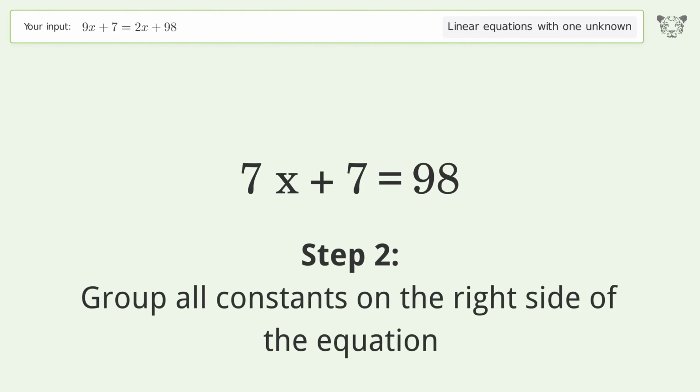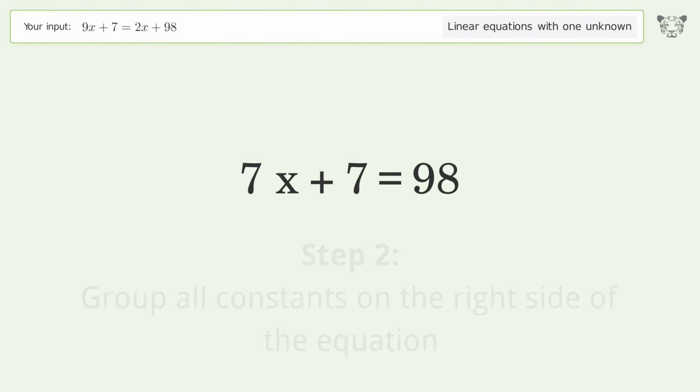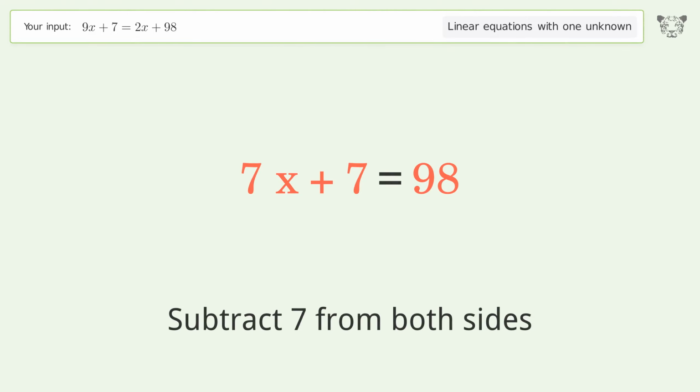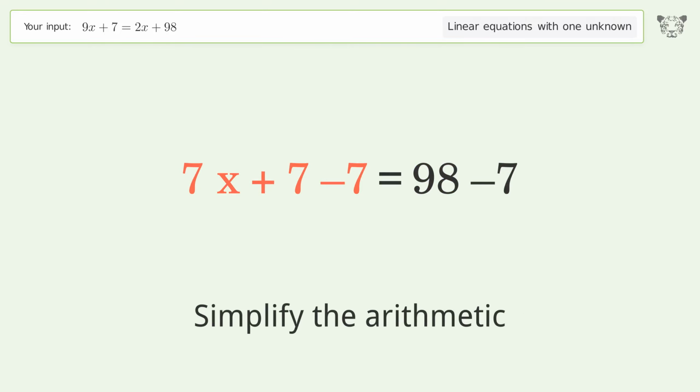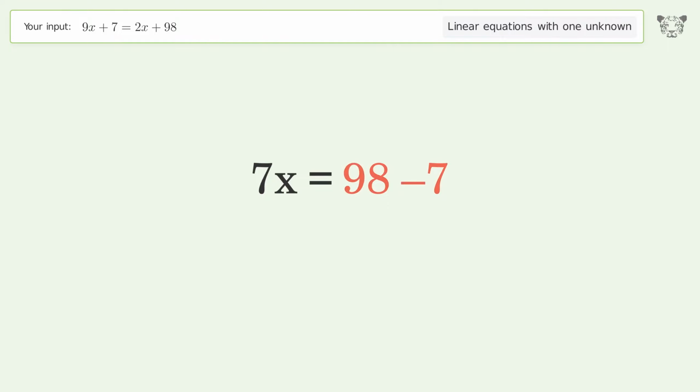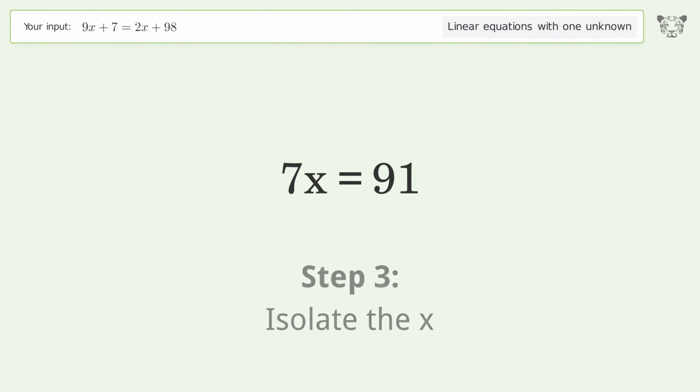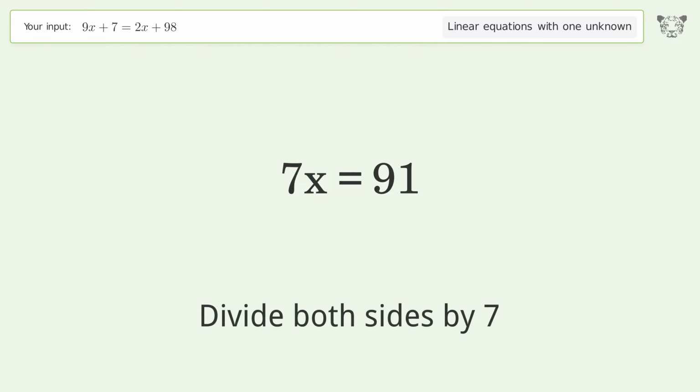Group all constants on the right side of the equation. Subtract 7 from both sides. Simplify the arithmetic. Isolate the x. Divide both sides by 7.